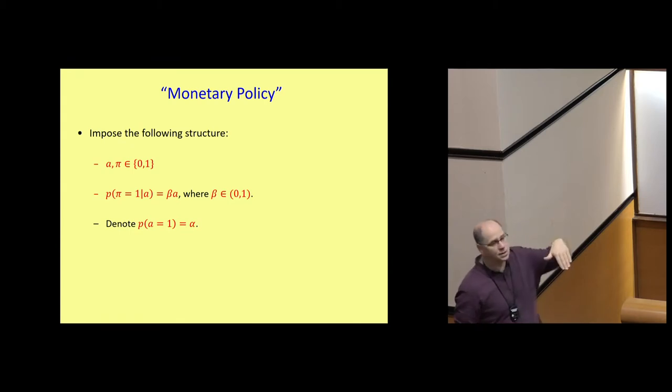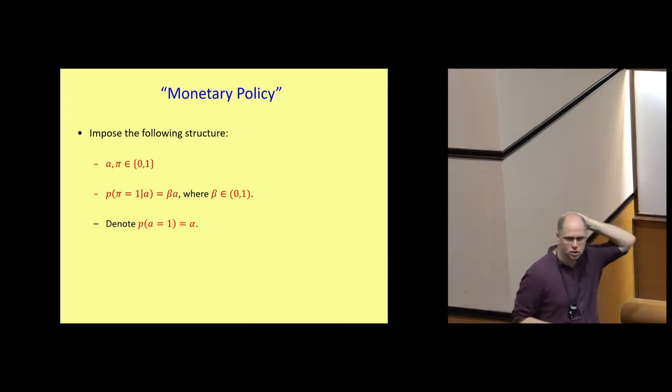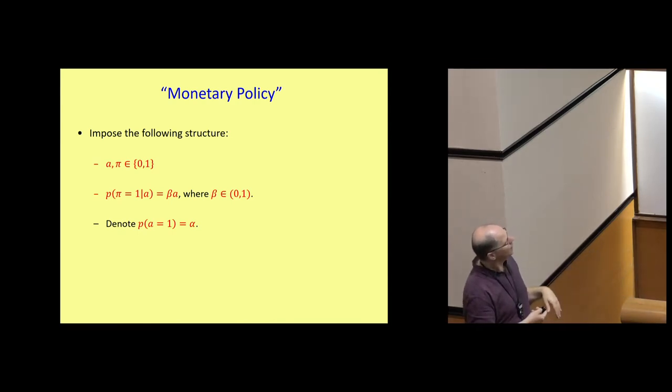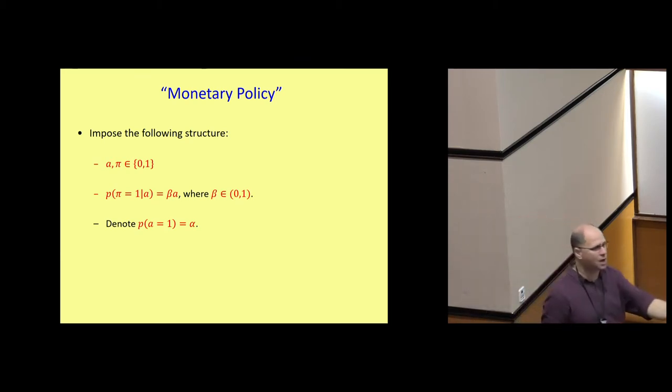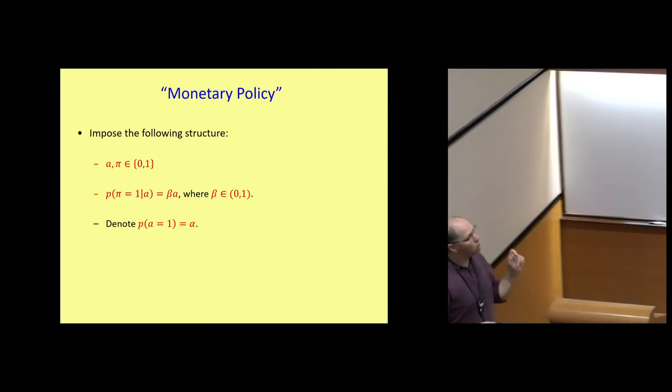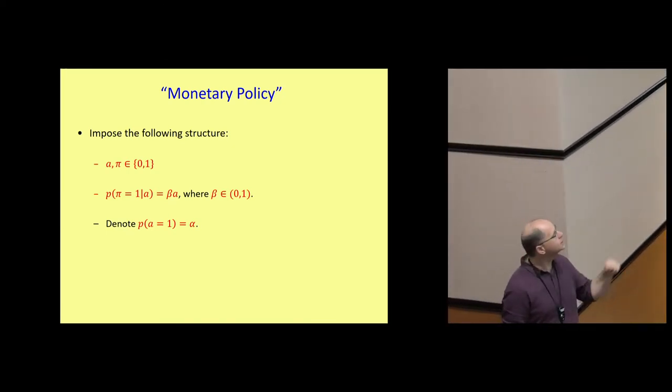So pi 0 is low inflation, pi 1 is high inflation. A 0 means that you're trying not to inflate. A 1 means that you're trying to inflate. And there is an asymmetry between these two actions. A 0 is a safe action. If you're trying not to inflate, you have low inflation for sure. A 1 is a risky action. Sometimes it works, sometimes it doesn't.